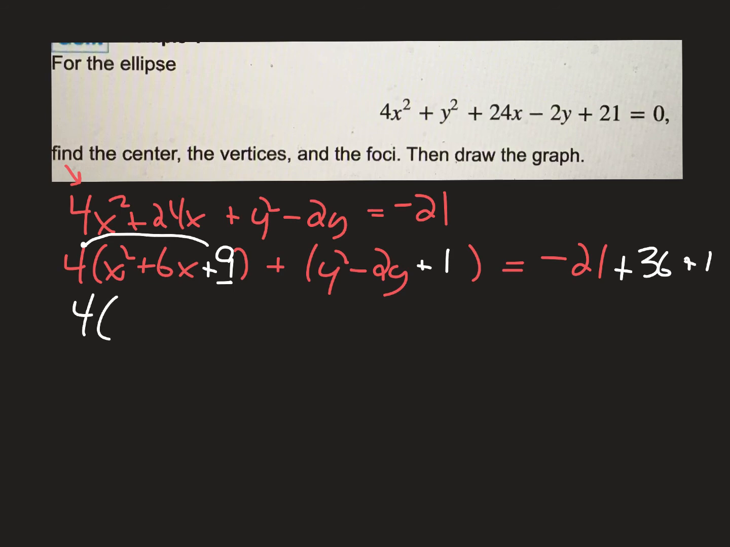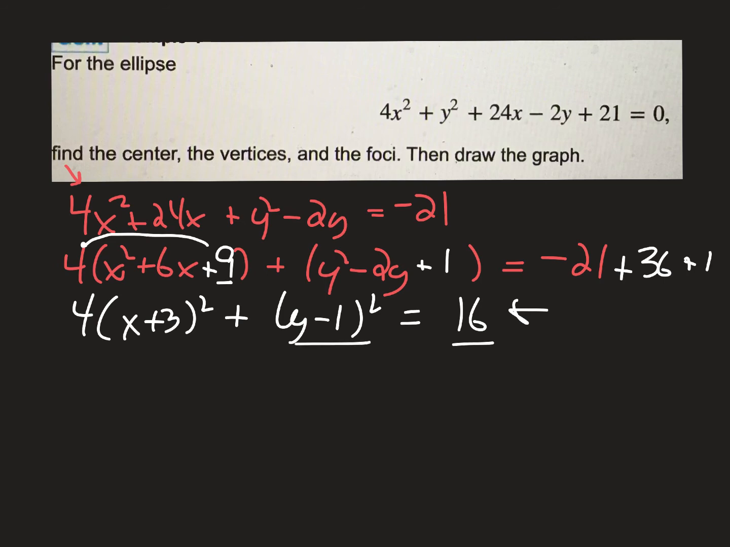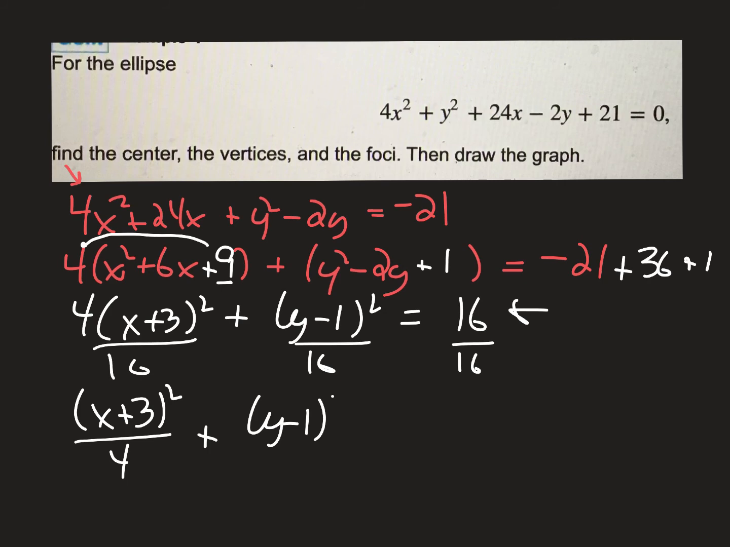So here's what I have. I have 4 times (x plus 3) squared plus (y minus 1) squared equals 16 when I add all this stuff up. Now, don't forget what we need. We need this side to equal 1. So I'm going to divide everything up here by 16. Every single term by 16. So I get, 4 goes into 16 4 times, so I get (x plus 3) squared over 4, (y minus 1) squared is just over 16. And over here I get 1, which is what I wanted.